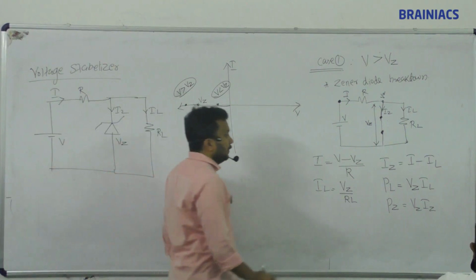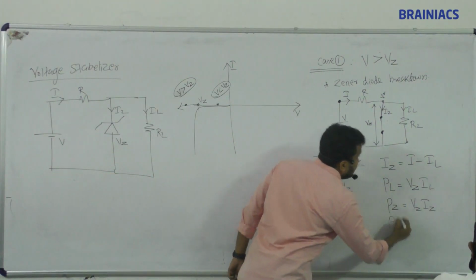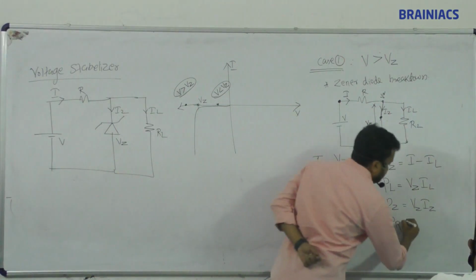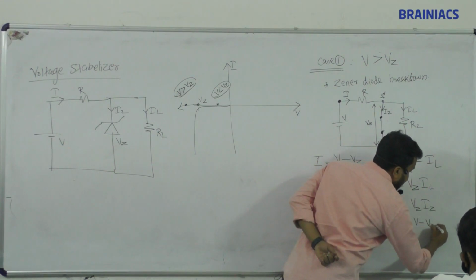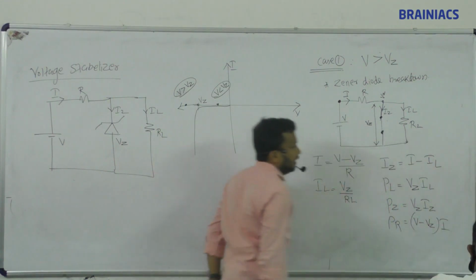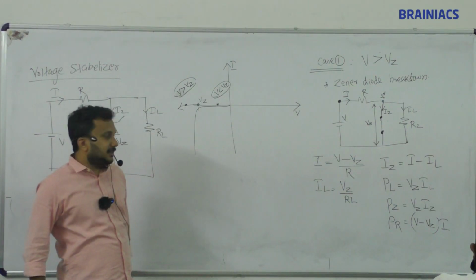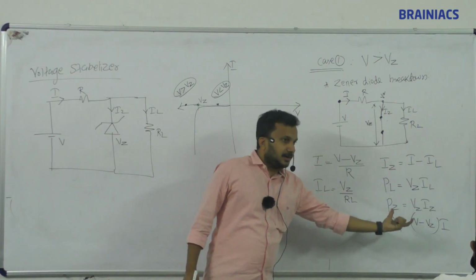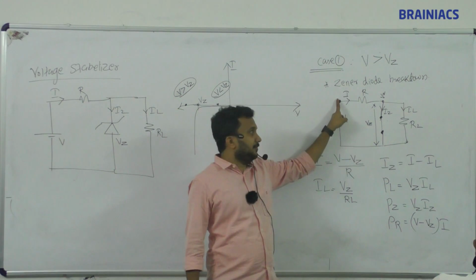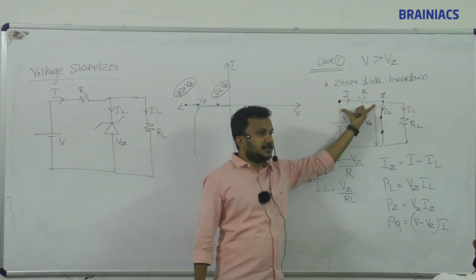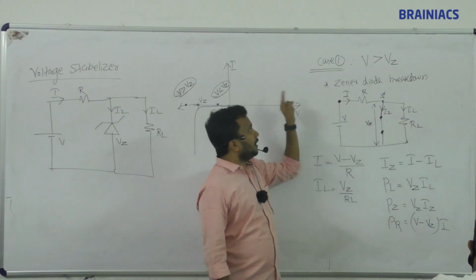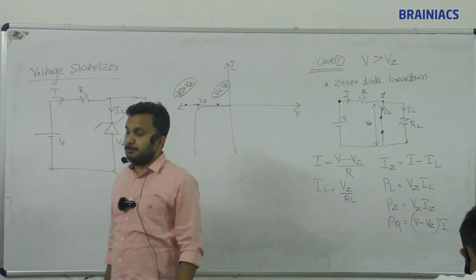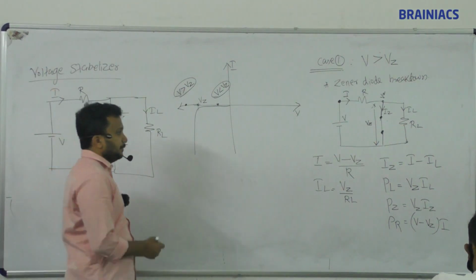And one more thing, what is the power at resistor R? Voltage into current. The voltage is V minus Vz, into the total current I. Here is voltage V, here Vz, so the total voltage across the resistor is V minus Vz, and the current flowing through it is I. So three current equations, three power equations, important for power dissipation.